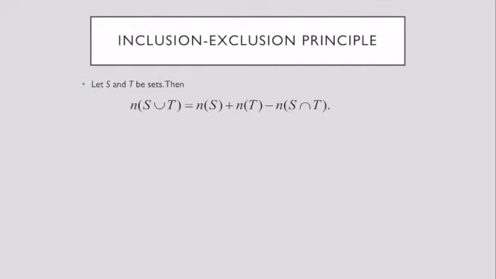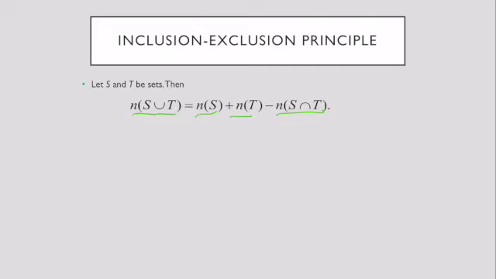So let's talk about the inclusion-exclusion principle. Let's let S and T be sets. Then if I take the union of those sets, the size of the union of those sets is going to be the size of S plus the size of T, minus the size of the intersection. So let's make up a quick example.